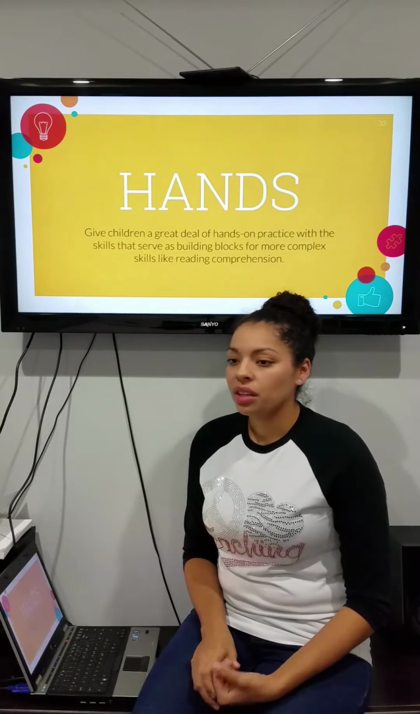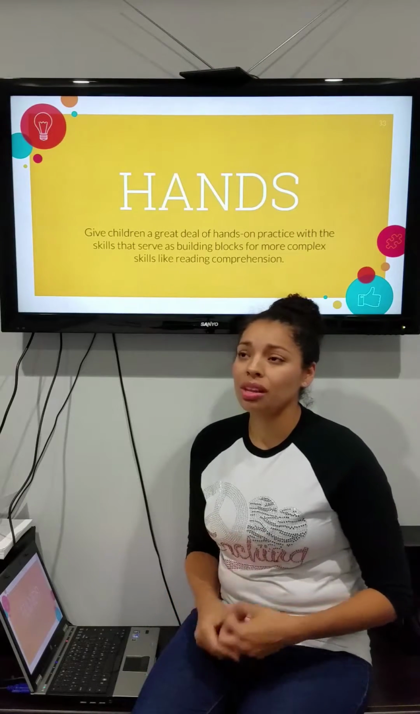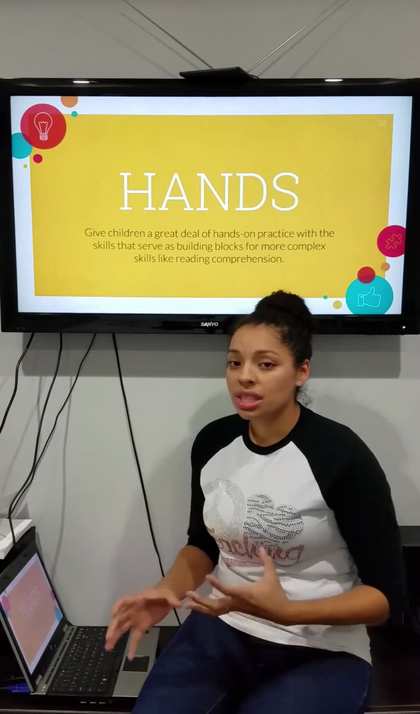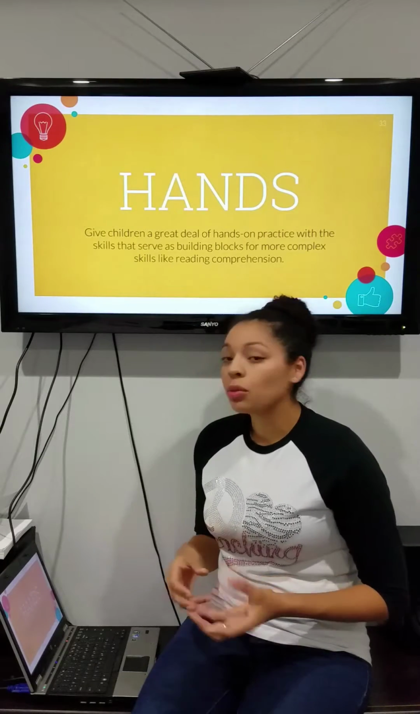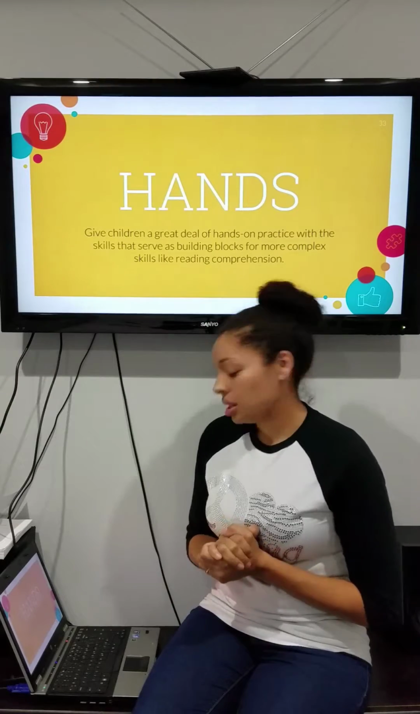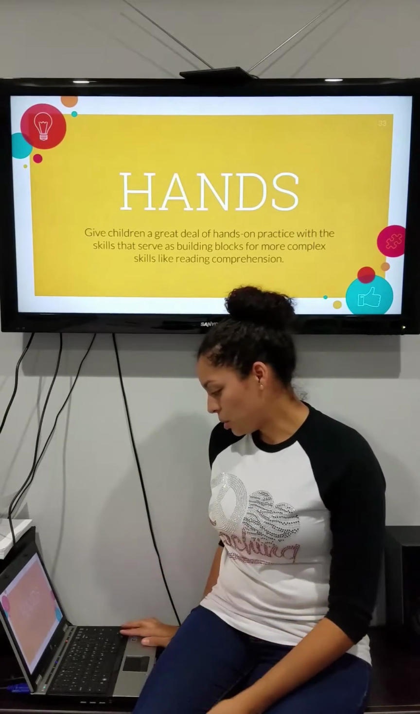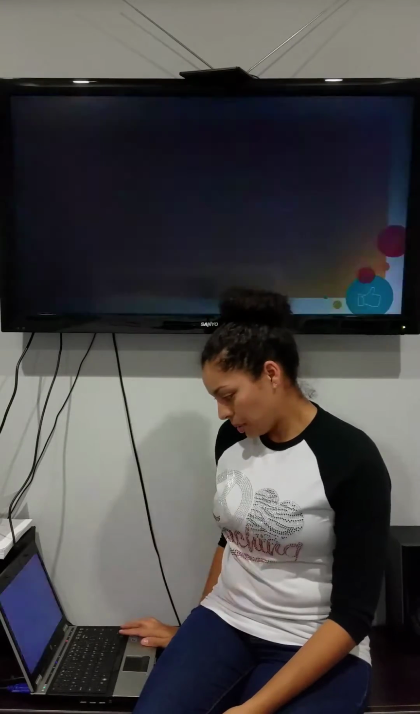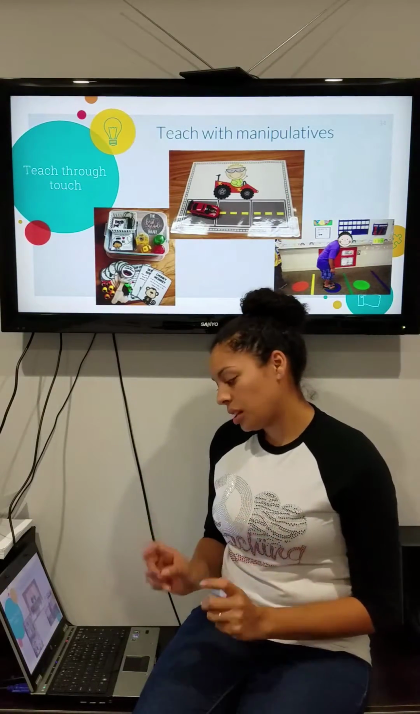So we do a lot of phonics, CVC, we manipulate words, beginning, middle, end, we do a lot of rhyme. And once they have that hands-on practice, then we can move on to the bigger skills like comprehension and main idea, or character, setting and plot, and all of those that are a little more abstract. So how we teach with our hands, we teach with a lot of manipulatives.